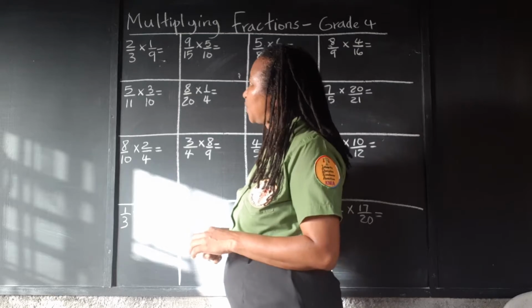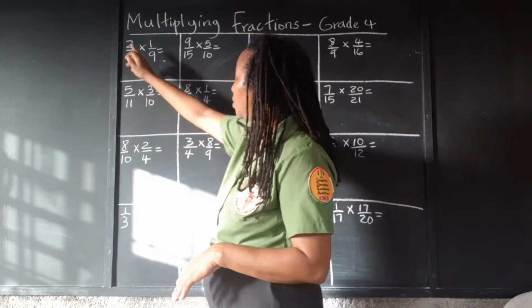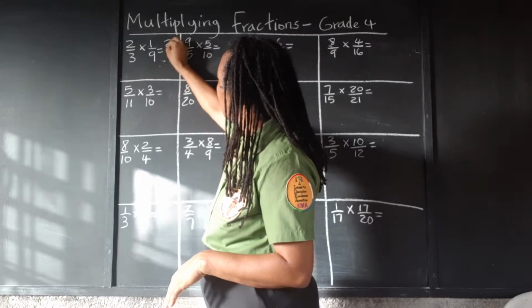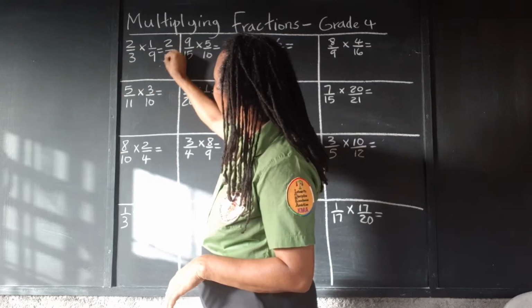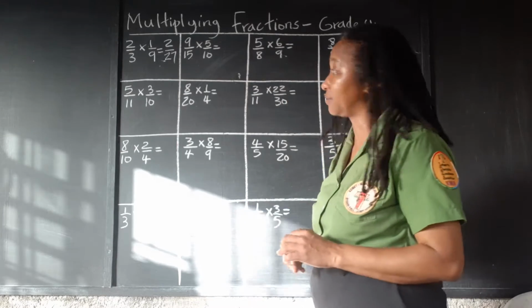So actually there's nothing that can be reduced here. So we just go ahead and multiply. 2 times 1 gives 2, 3 9s, 27. That's our answer for that one.